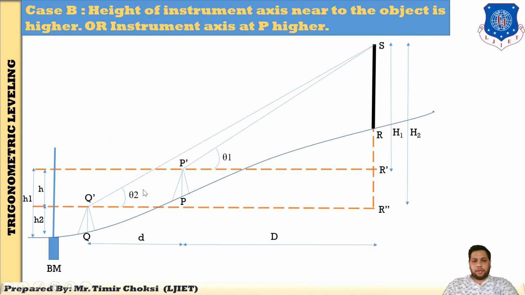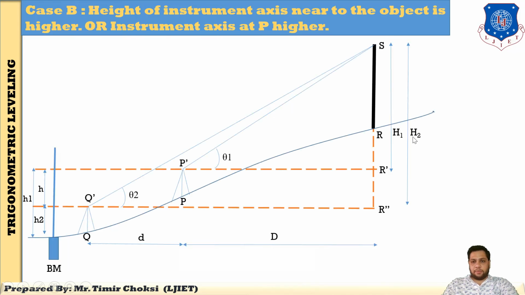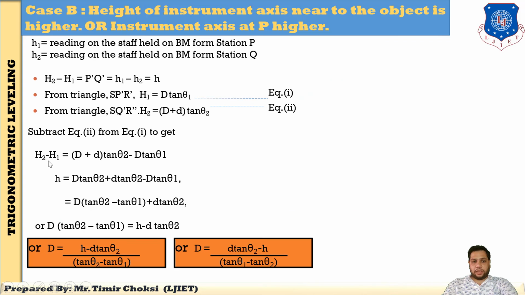You know that equations 1 and 2 you already found. So H2 minus H1, because your condition is capital H2 minus capital H1, and you know that the value of H2 minus H1 is equal to small h. So you simplify the equation and get the answer for capital D. It is easy; you have already studied in 10th standard how to simplify. So the answer will be capital D equal to h minus d tan theta 2 divided by tan theta 2 minus tan theta 1.